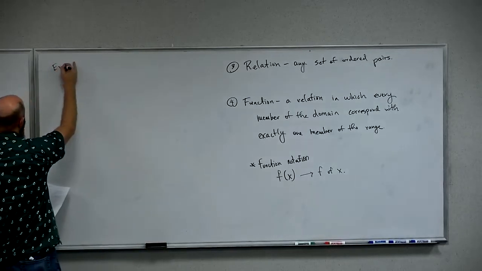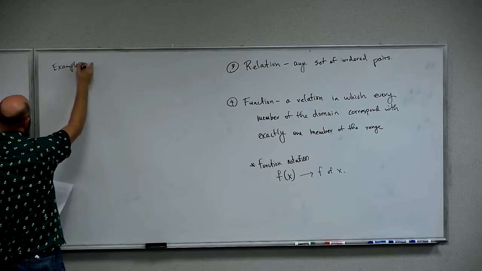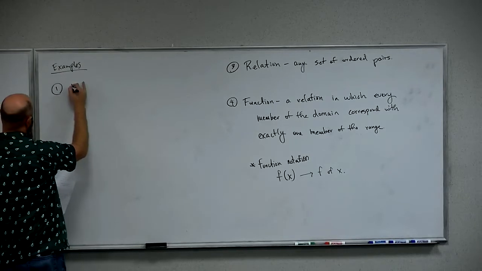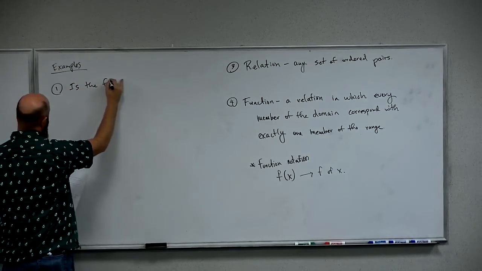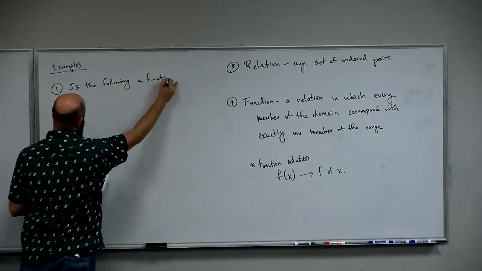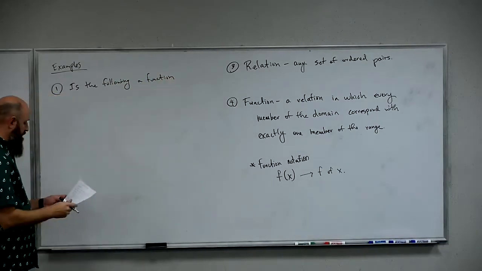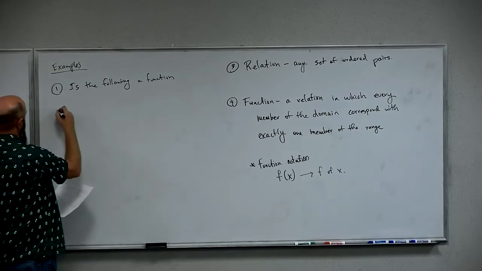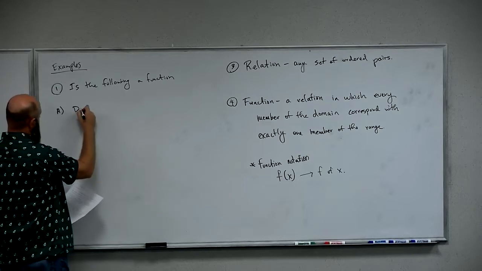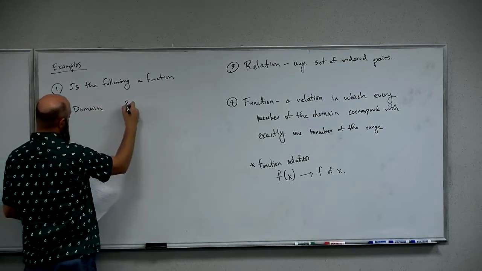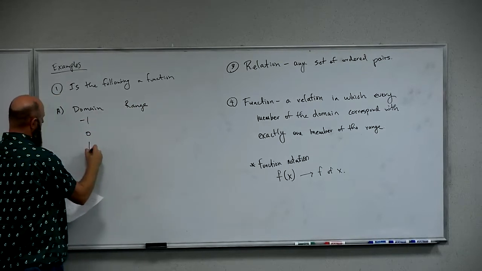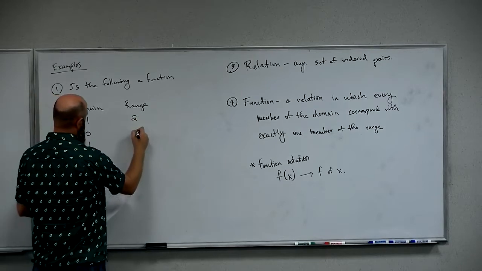All right, so examples. All right, number one. Is the following a function? All right, so we're going to have different parts here. So part A, we're going to have this domain and range. And in our domain, we've got -1, 0, and 1. In our range, we have 2 and 3.